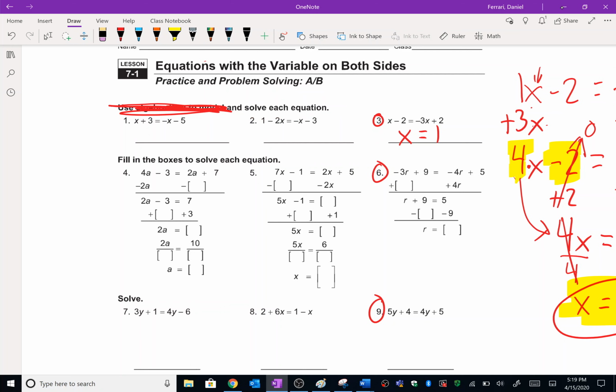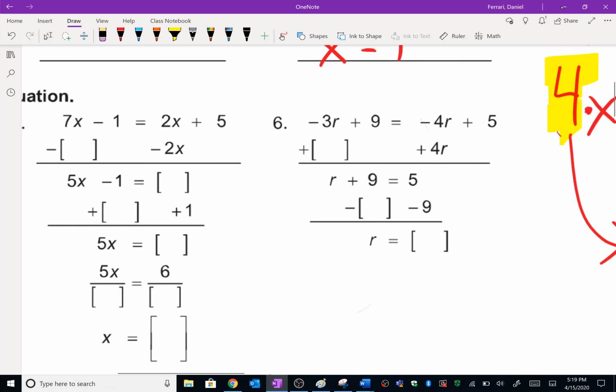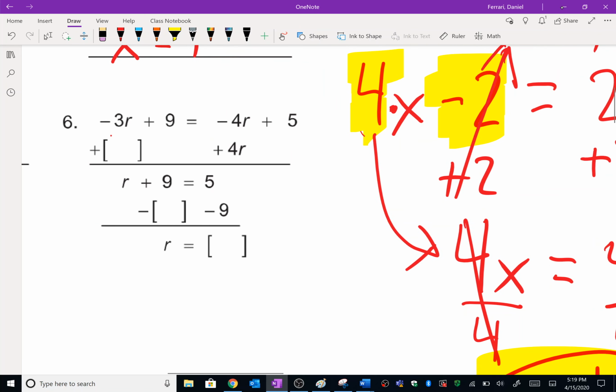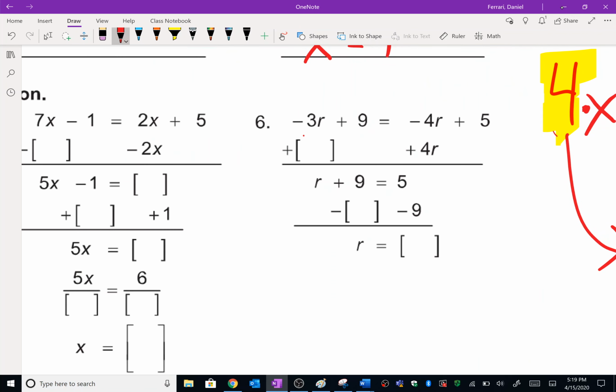Now this one, they're going to kind of lead me along the way, so I want to make sure I pay attention to what they're doing in this one. Okay, so I'm going to zoom in here a little bit so it's a little bit bigger. Okay, so notice we have negative 3r plus 9 equals negative 4r plus 5. Okay, and they've already kind of started the first step for us. They added 4r. Okay, and you can probably figure out why, because if they add negative 4r and positive 4r, those numbers will go to 0. They will cancel out, okay?